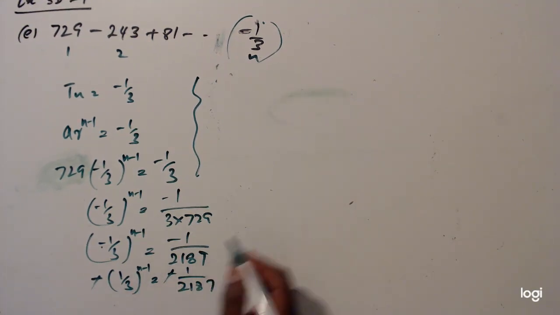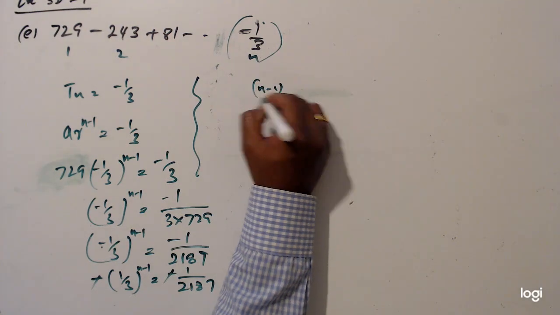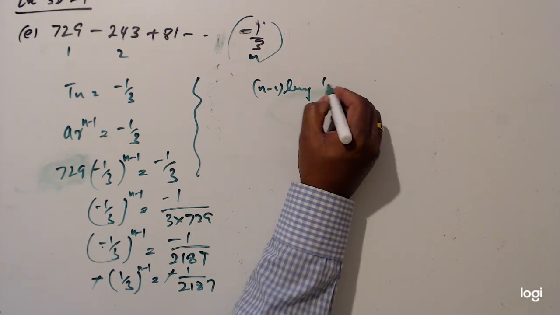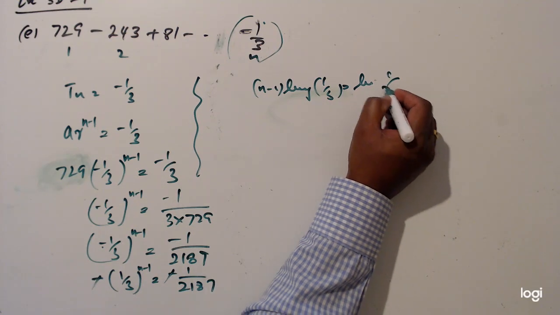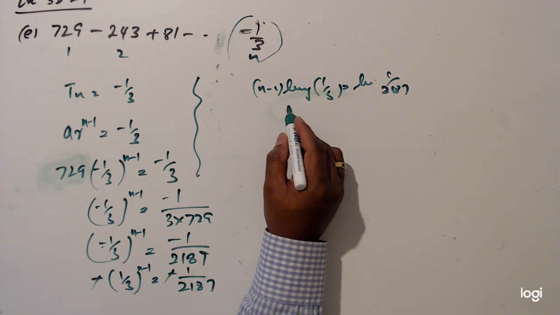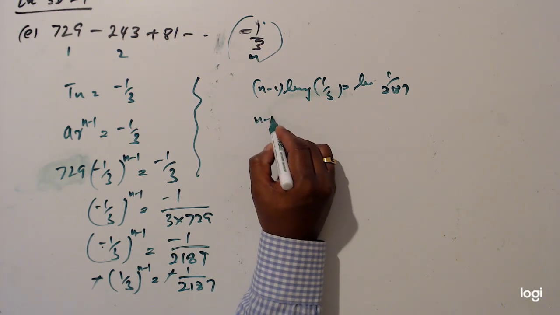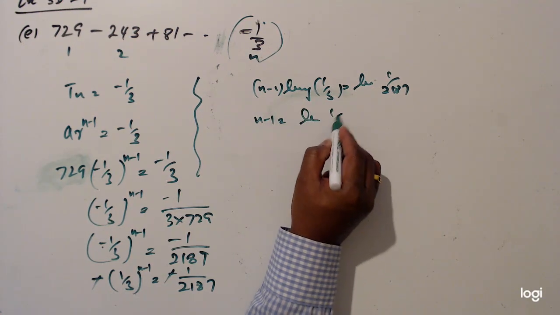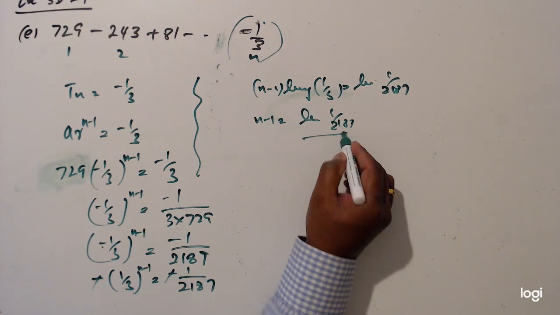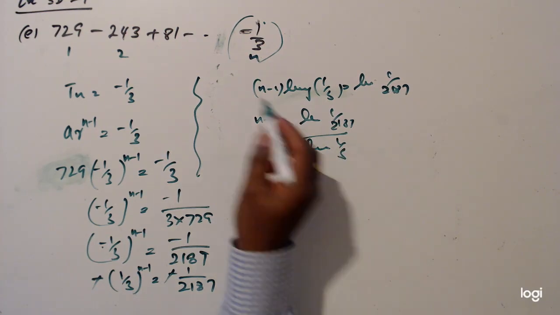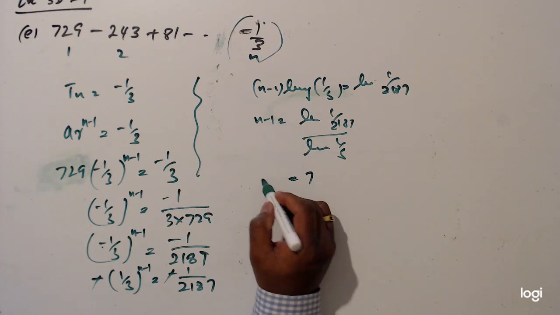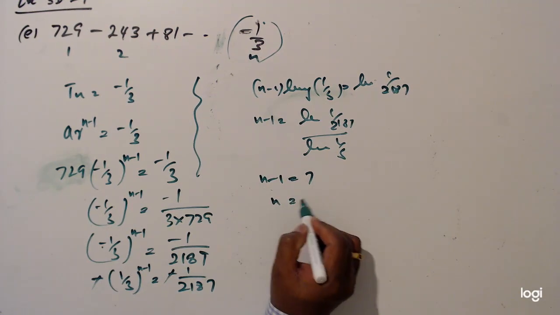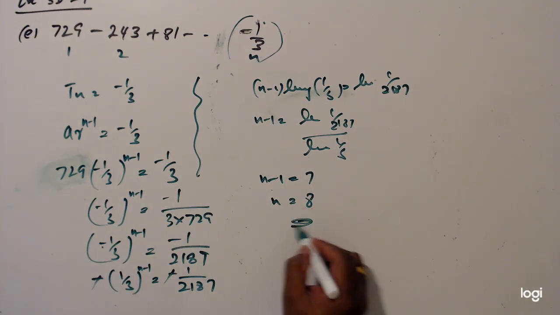So it's going to be n minus 1 log 1 third equal log 1 over 2187, then n minus 1 equal log 1 over 2187 divided by log 1 over third. We know that n minus 1 should be 7. After that n equal 7 plus 1, 8.